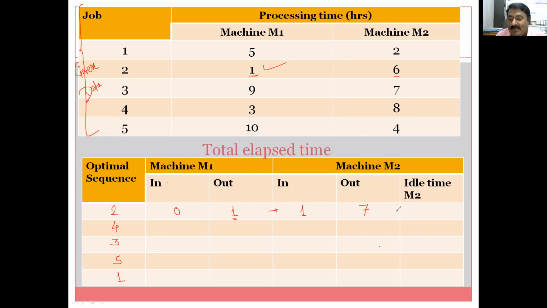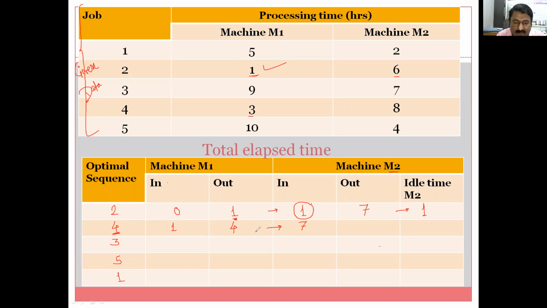What is the idle time for this machine? So this 1 hour is idle until this job is on machine M1. There is no work for this machine M2. So the idle time for this machine is 1 hour. Okay, next now I will mention this 1 hour here in time, this 7 hours here, and I will take the next job number 4. What is the job number 4 on machine 1? 3 hours processing time. So 1 plus 3, it will become 4.